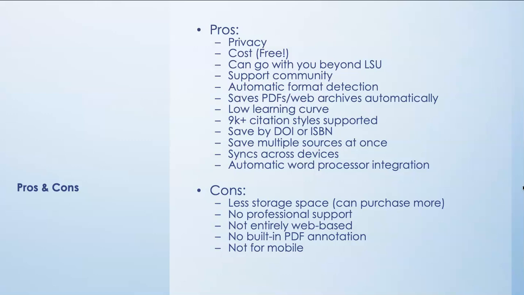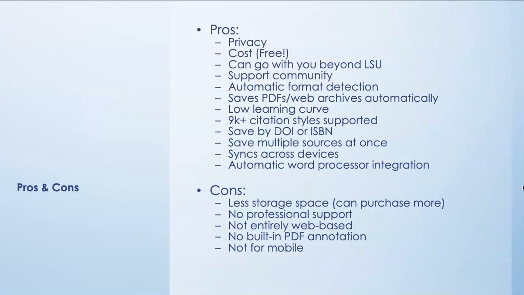I also feel like it has a very low learning curve. It's one of the easier to use ones. So if you want something very basic, Zotero is great for that. It also supports more than 9,000 citation styles, including those really specific ones that are only used by one journal. You can also save manually through things like a DOI number or an ISBN for books. So if you have a physical copy of something that maybe doesn't have a digital edition for you to save through, you can enter things manually that way as well.